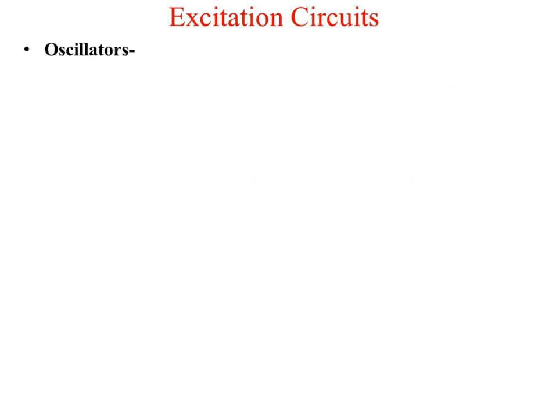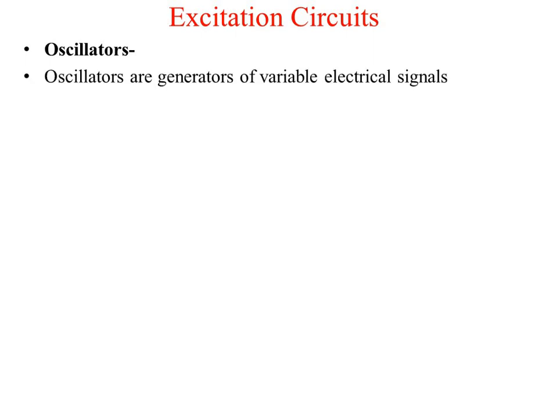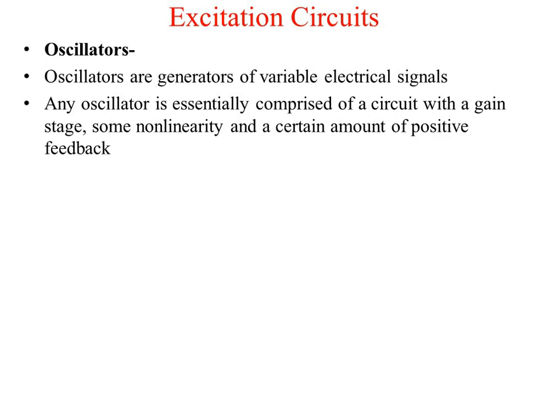Now the next circuit is the oscillator circuit. An oscillator circuit is a circuit which generates output without any input. This is what we know. This is what we have studied in various subjects like electronic devices and circuits, linear integrated circuits, or network analysis or circuit analysis. So an oscillator is a generator of a variable electrical signal. Most probably we are expecting a sinusoidal signal from the oscillator.